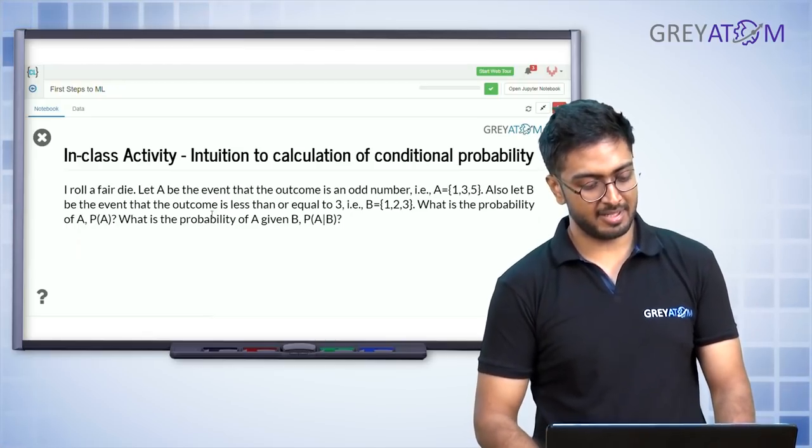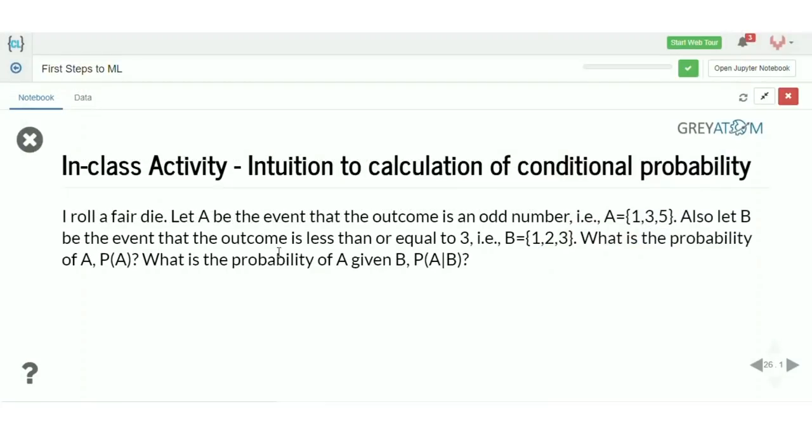So conditional probability is, say I roll a fair die and let A be the event that the outcome is an odd number, right? Out of the 6 possible outcomes, there are only 3 which are favorable: 1, 3, or 5. Let B also be the event that the outcome is less than or equal to 3. So possible options for B are 1, 2, 3. Now, what is the probability of A?